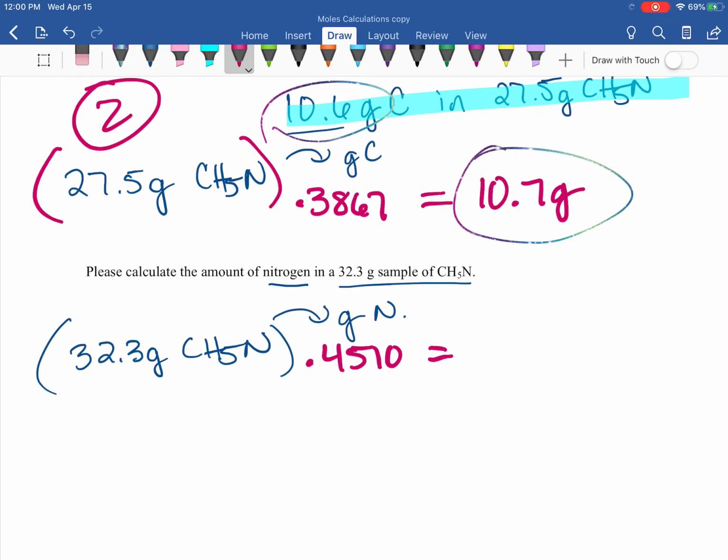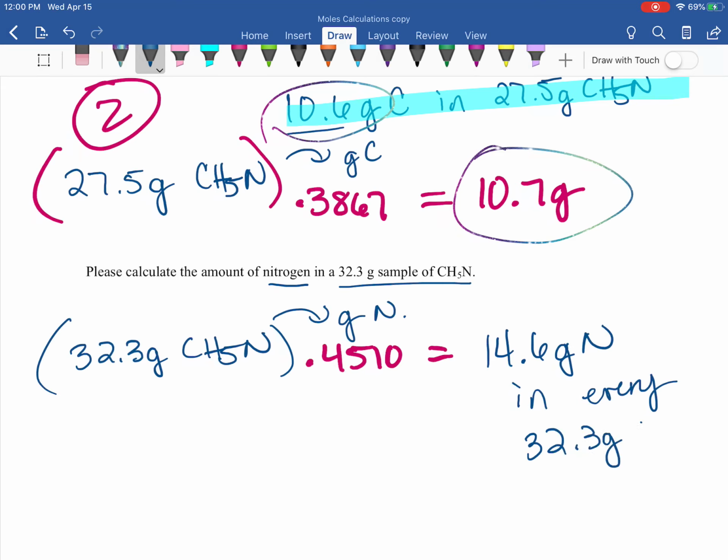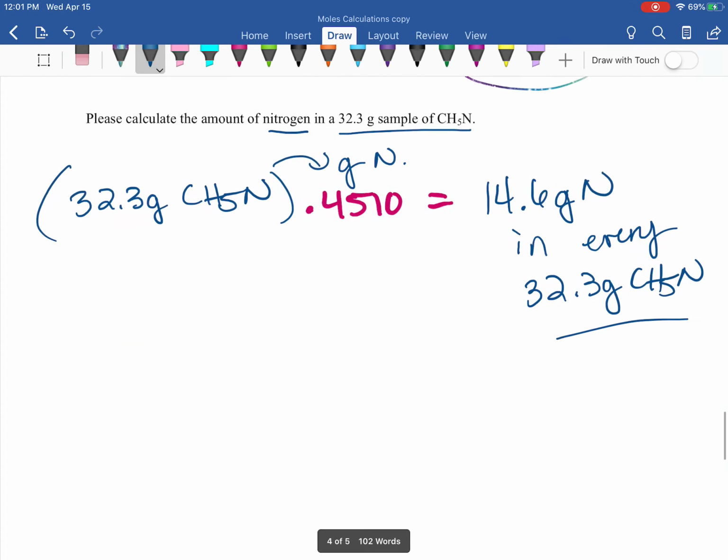And let's see what we get. Grab your calculator. Let's see. I am getting 14.6 grams of nitrogen in every 32.3 grams of that methylamine. Okay, awesome. That's so much fun.